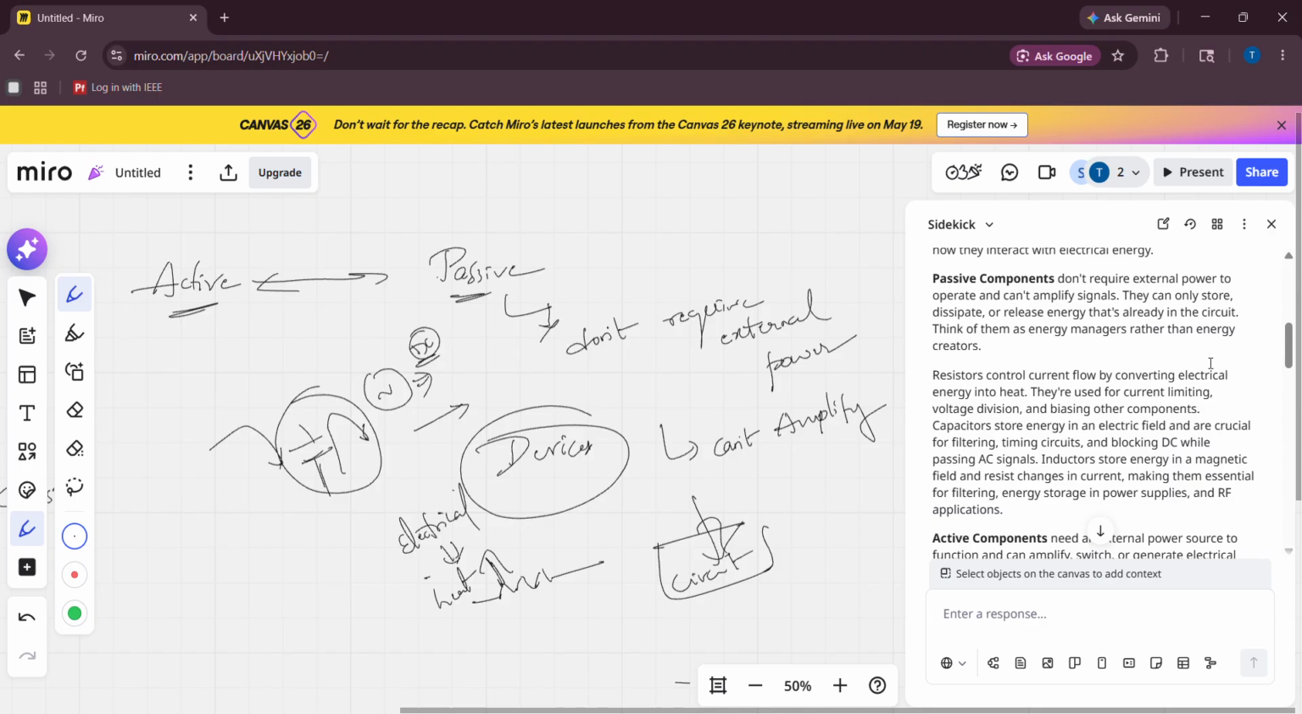Okay, inductors store energy in a magnetic field and resist change in current, making them essential for filtering, energy storage in power supplies, and RF applications. So what are the uses of an inductor? It stores energy in a magnetic field. So what does a capacitor do? It stores energy in an electric field. And what is the purpose of inductors? It can store the energy in a magnetic field.